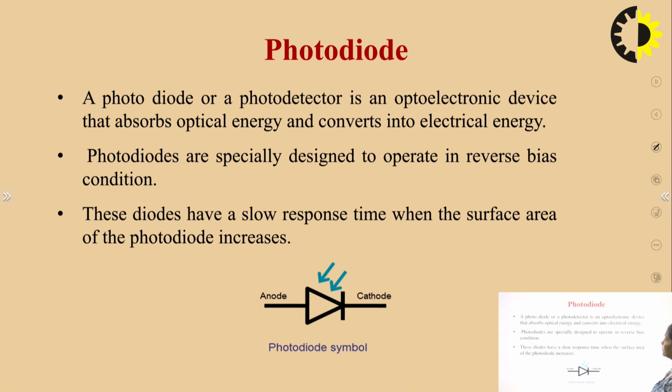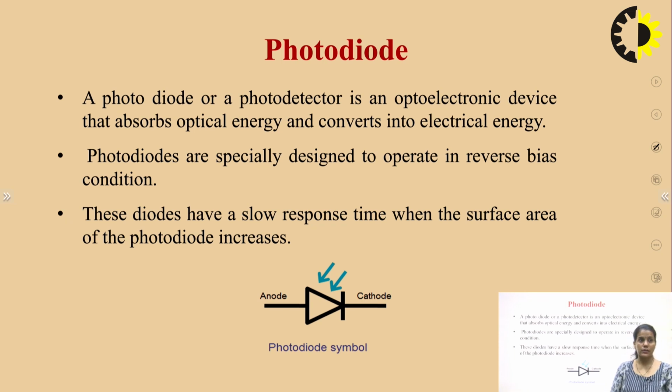Let us start with the photodiode. A photodiode or a photodetector is an optoelectronic device that absorbs optical energy and converts it into electrical energy. So, what is the purpose of this diode? It will absorb the photonic energy, that is the optical energy, and it will give the electrical energy. So, by absorbing the photons, it will give the current, that is the electrical energy.